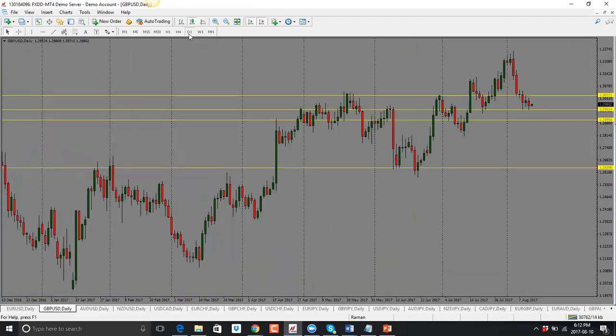But right now, we are going to be cautious with this one. Bias is still to the downside. So bearish to neutral here, and 129.50 will be the key level to watch.